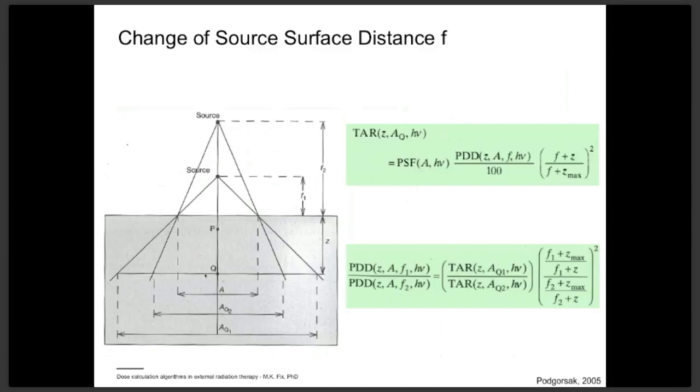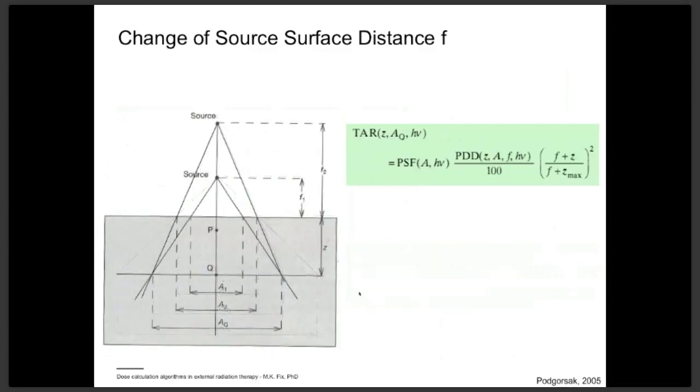As a consequence, the field size here is going to change due to the change of the source to surface distance, and you have the ratio of the inverse square law. On the other hand, you can also have a change in the source surface distance by keeping the field size at the level of the depth of where the point Q is located the same.